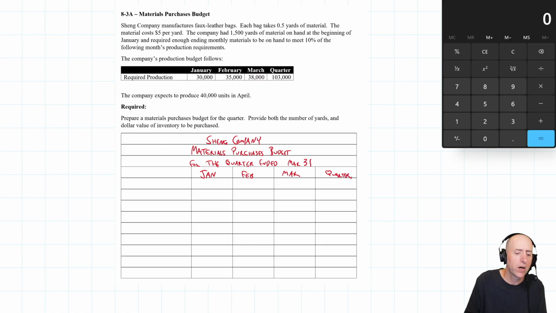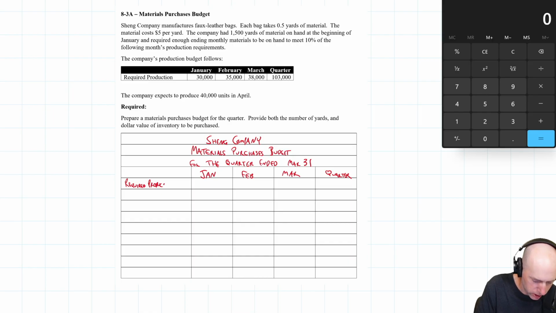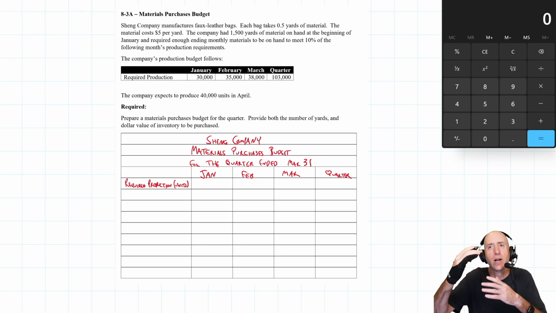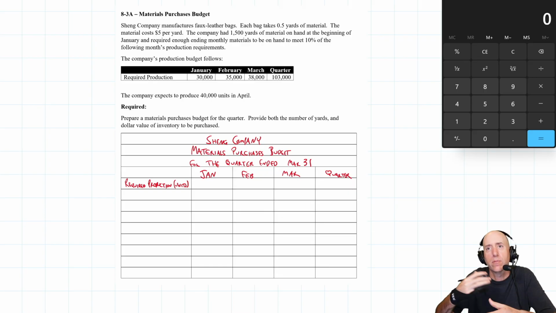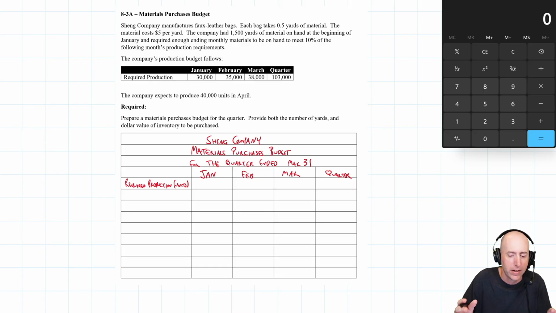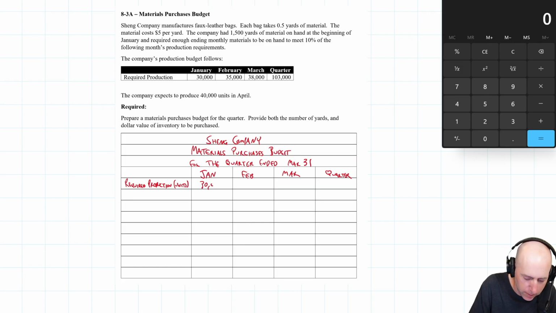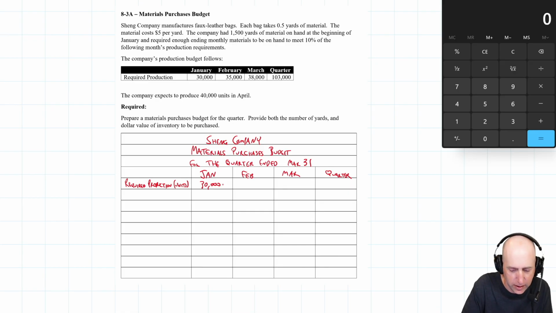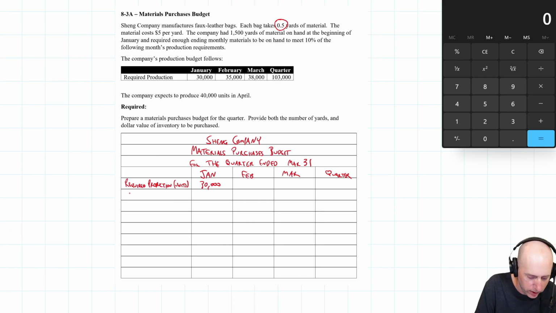So our starting point is often, and this is no exception, just the given information here, the required production. Now this required production is in units, right? It's in handbags. And we're going to convert this to yards because, in our materials, of course, we're ordering yards of material. So we're saying, let's just do January. If I want to make 30,000 handbags, how many yards of material is that? So how am I going to figure that out? Well, it takes half a yard per bag. So let's multiply this by 0.5.